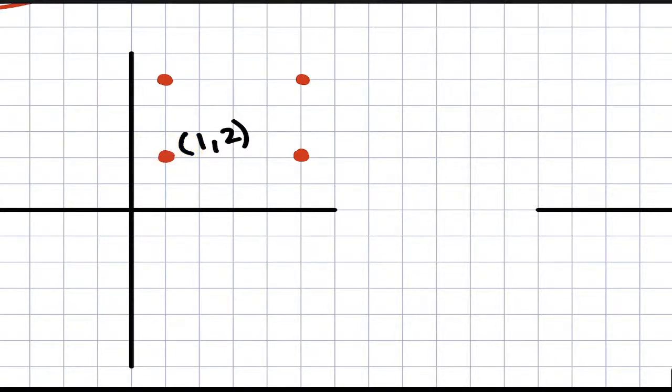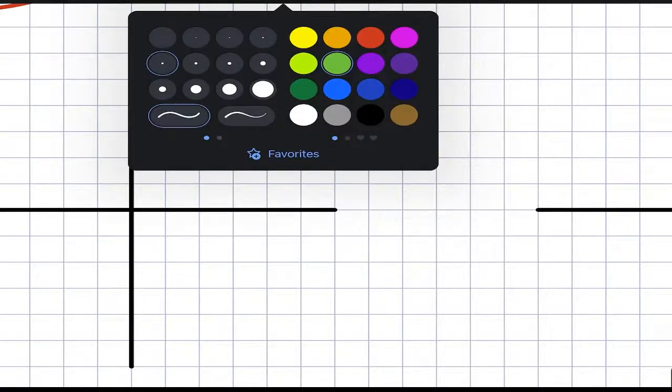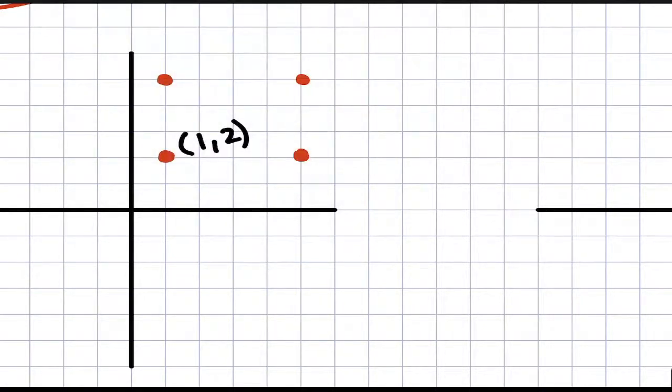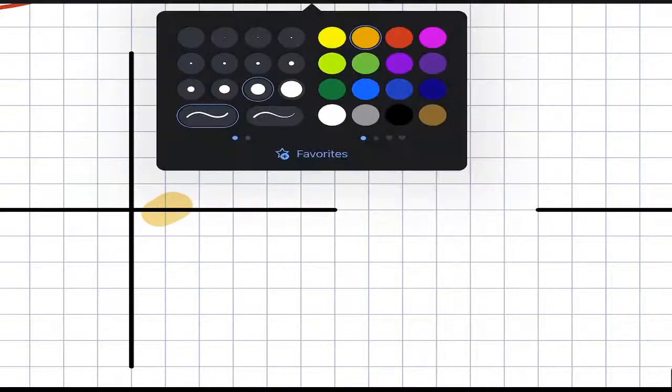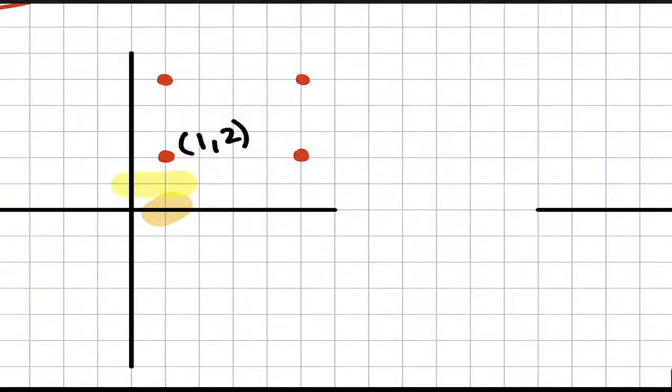All right. The address for our next point then should be, let's go to the right one, then we need to go up 1, 2, 3, 4, 5. So our address for our second point should be 1, 5. All right.